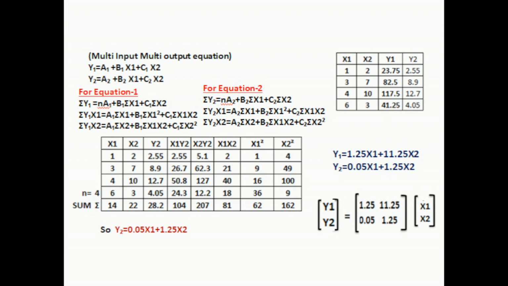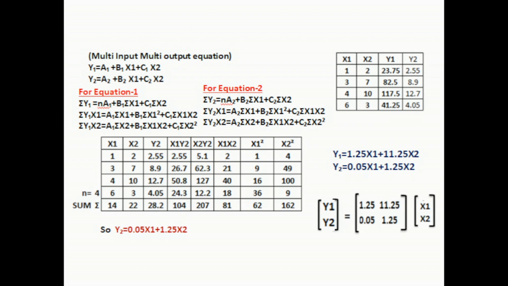For equation 1, here two equations are there, so we have to find separate equations. First we have to see y1 as one equation, then y2 as another equation. To find the y1 equation, refer to the earlier slide. x1, x2, y1 are the same. So y1 is equal to 1.25 x1 plus 11.25 x2. In the same way, we have to find the y2 equation, considering x1, x2, y2.